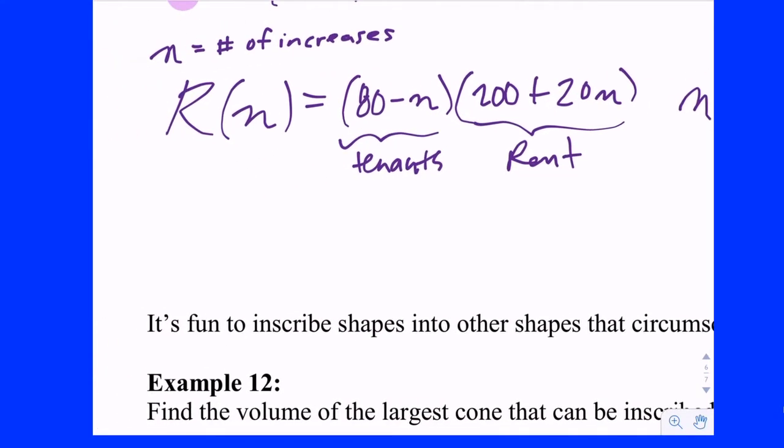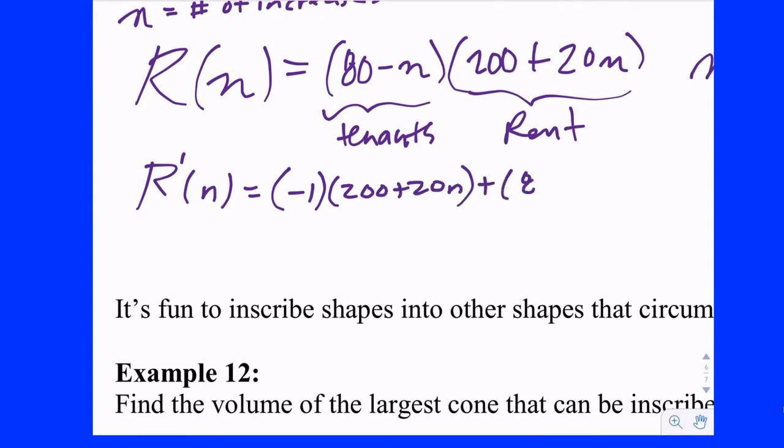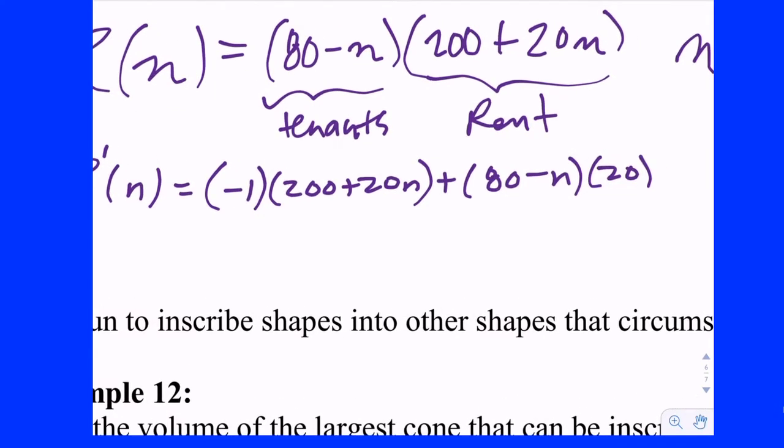Okay, so now we need the critical value. We need the derivative. You want to expand and use the power rule or just use the product rule? I'm just going to use the product rule. Yeah. So we get negative 1 times 200 plus 20n, and then plus 80 minus n times 20. Product rule. We set it equal to 0. Now, you could factor out a 20 if you wanted to from each of them. Do you want to, or do you just want to expand it out?